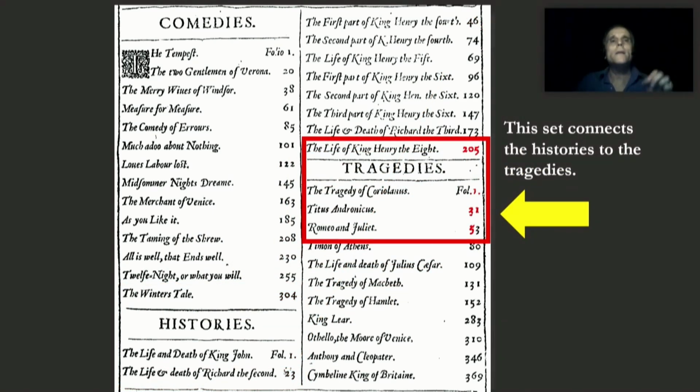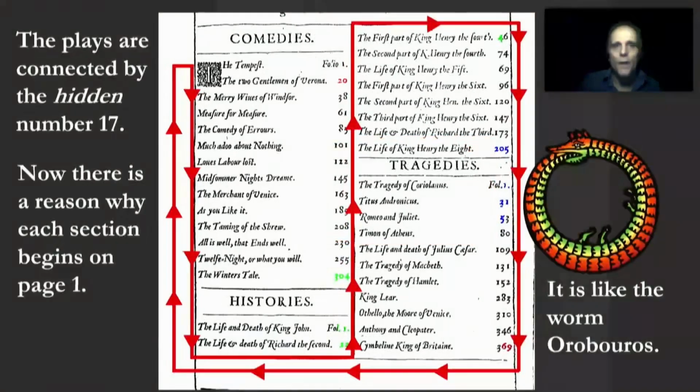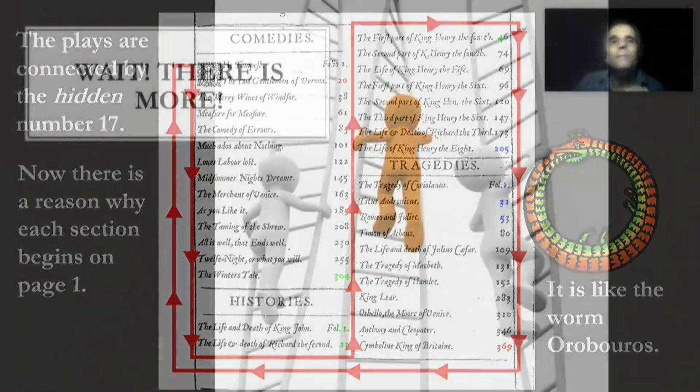Finally, this set of digits from Henry VIII, Coriolanus, Titus Andronicus, and the first digit for Romeo and Juliet connects the histories to the tragedies. I had discovered something which defies chance. The plays are connected by the hidden number 17. Now there is a reason why each section begins on page 1. To create these numerical authorship clues is like the worm Ouroboros eating its own tail, and reflects what Johnson said of the writer: he is for all time.